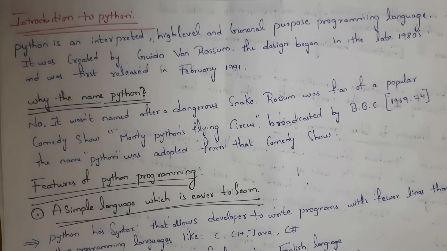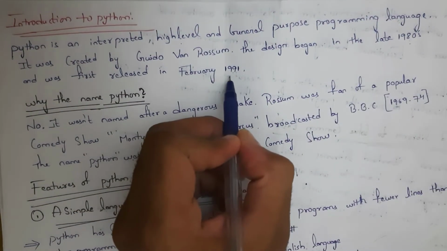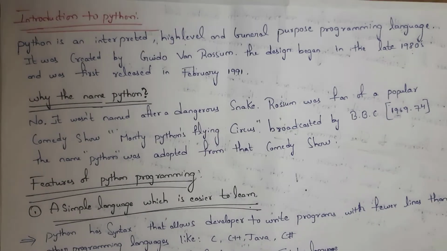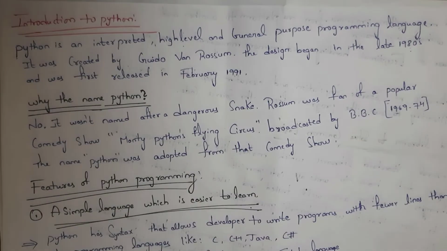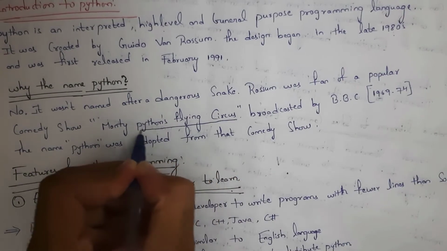Python was created by Guido van Rossum. He started designing Python in the late 1980s and it was first released in February 1991. Why did he give the name Python? Many will think that he gave the name Python because it is the name of a snake, but that is not right. Actually, Rossum was a fan of one popular comedy show, Monty Python's Flying Circus. This comedy show was broadcast by the BBC channel from 1969 to 1974. So the name Python was adapted from this comedy show.